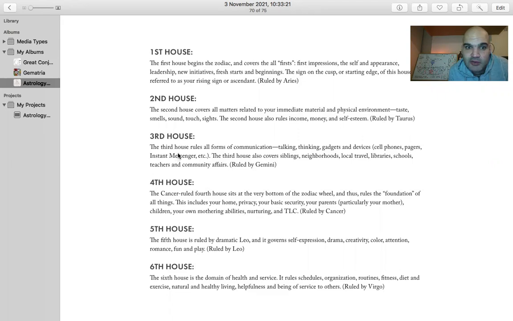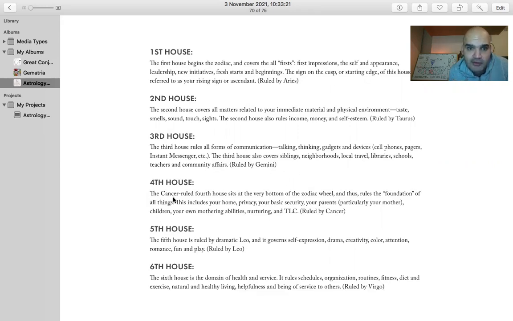The third house rules all forms of communication: talking, thinking, gadgets, devices, cell phones, pagers, instant messenger. The third house also covers siblings, neighborhoods, local travel, libraries, schools, teachers, and community affairs, ruled by Gemini.